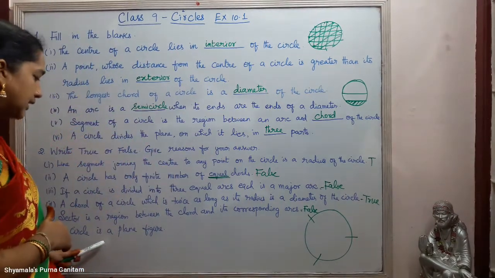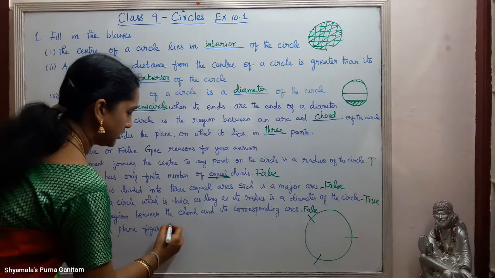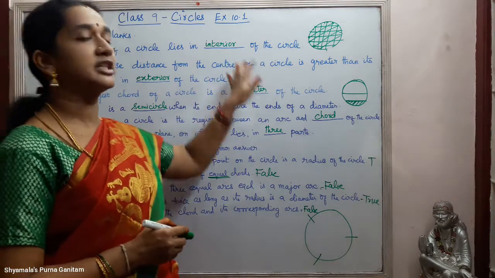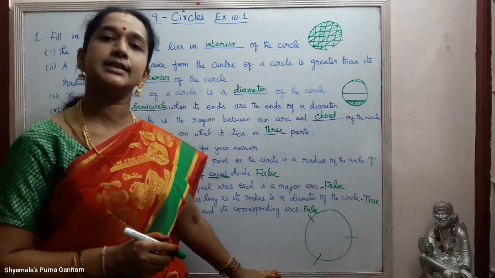So a circle is a plane figure. That is true. We will say that a circle is a plane figure. So that is all we have in the first exercise. Now we will see the second exercise.